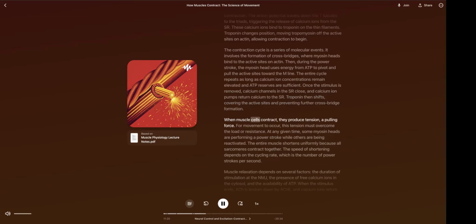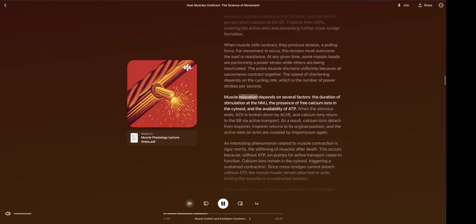When muscle cells contract, they produce tension, a pulling force. For movement to occur, this tension must overcome the load or resistance. At any given time, some myosin heads are performing a power stroke, while others are being reactivated. The entire muscle shortens uniformly because all sarcomeres contract together. The speed of shortening depends on the cycling rate, which is the number of power strokes per second.